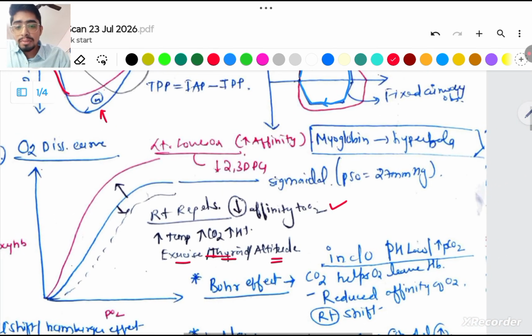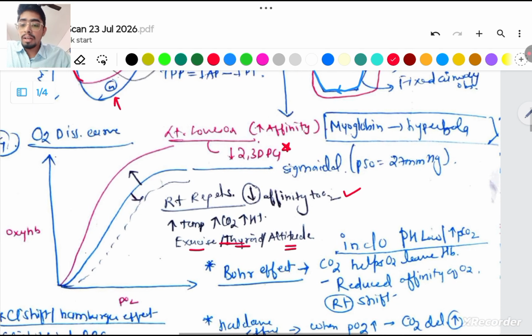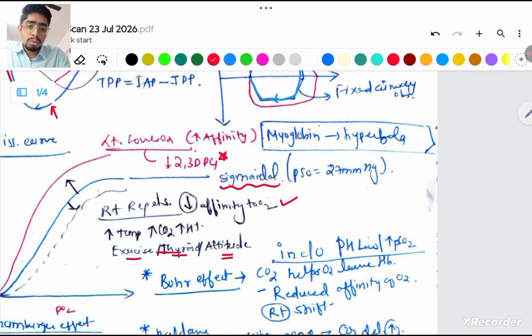For the left shift, left loves oxygen, so there is more affinity to oxygen. You need to remember there are decreased 2,3-DPG levels, which stimulate the left shift of the oxygen dissociation curve. Normally the oxygen dissociation curve is sigmoidal. In case of myoglobin, it is a hyperbola. Yes, this hyperbola, that is the question.